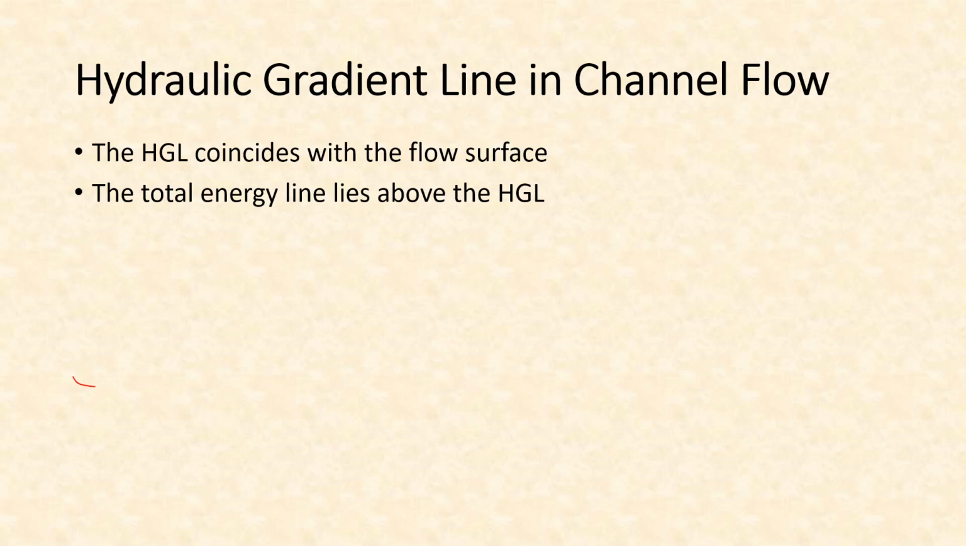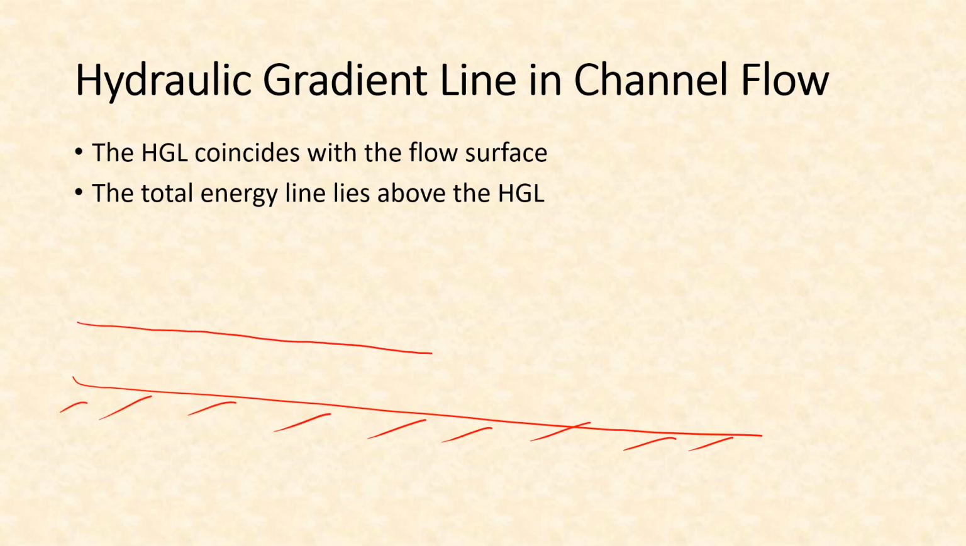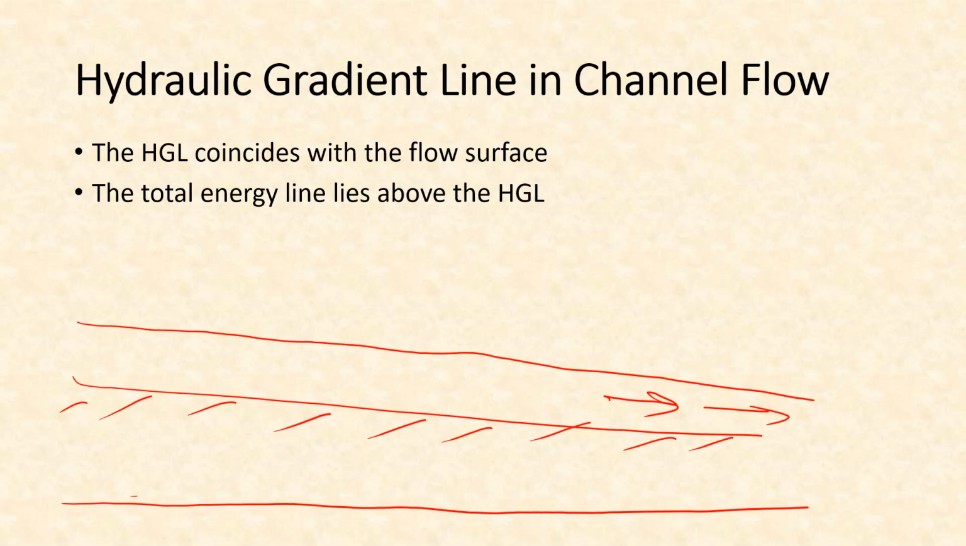Now what does it mean? If we have a channel like this over which flow is taking place in this direction, so in this flow, if you take this cross section, the piezometric head, which is supposed to be shown by the hydraulic gradient line, will be equal to datum head. So the datum is supposed somewhere around here, just an arbitrary horizontal surface. So this datum head plus the pressure head will be equal to the depth of flow in case of open channel flow, unlike pipe flow.